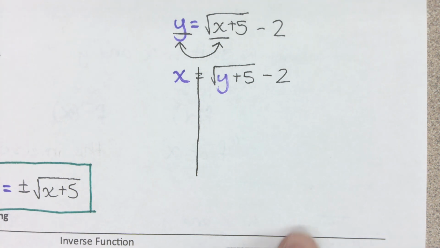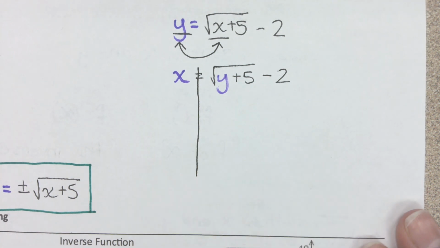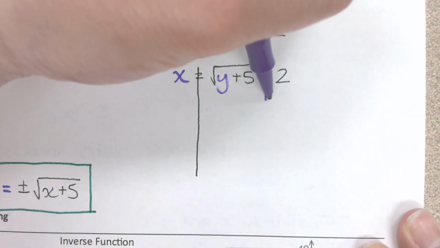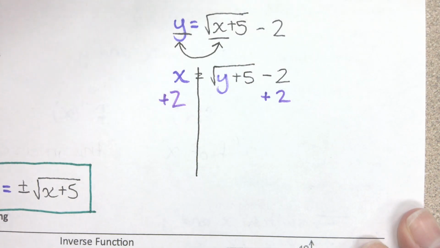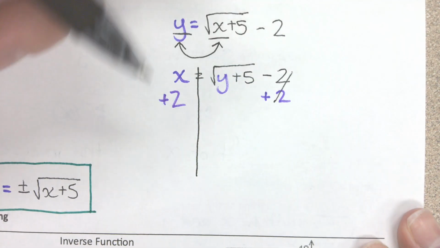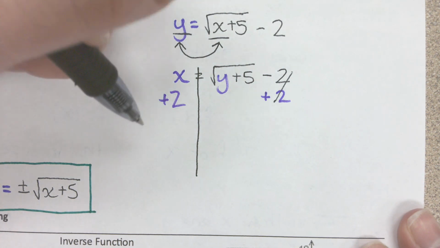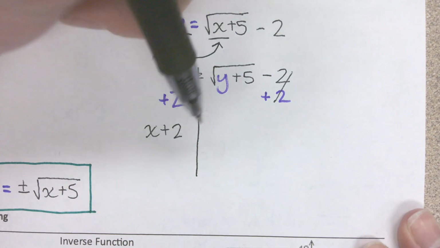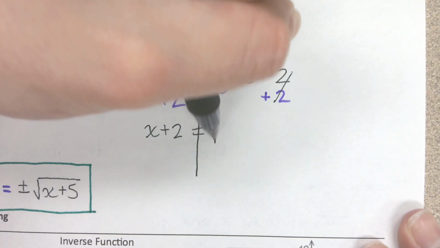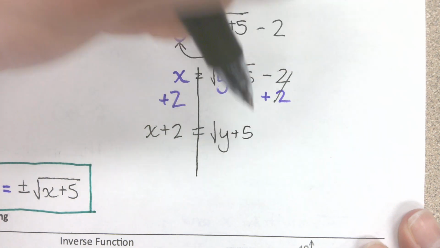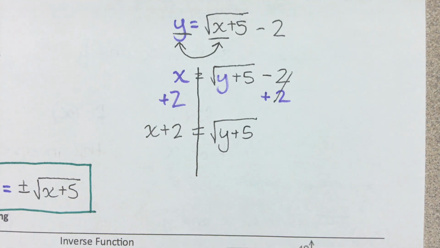So let's start on the outside. That -2 can be moved first. I'm going to add 2 to both sides. 2's cancel. Again, bring this down, x plus 2 equals, bring down square root of y plus 5 on the right side. Next, we have to get that square root out of the way. We can't move the 5 yet.